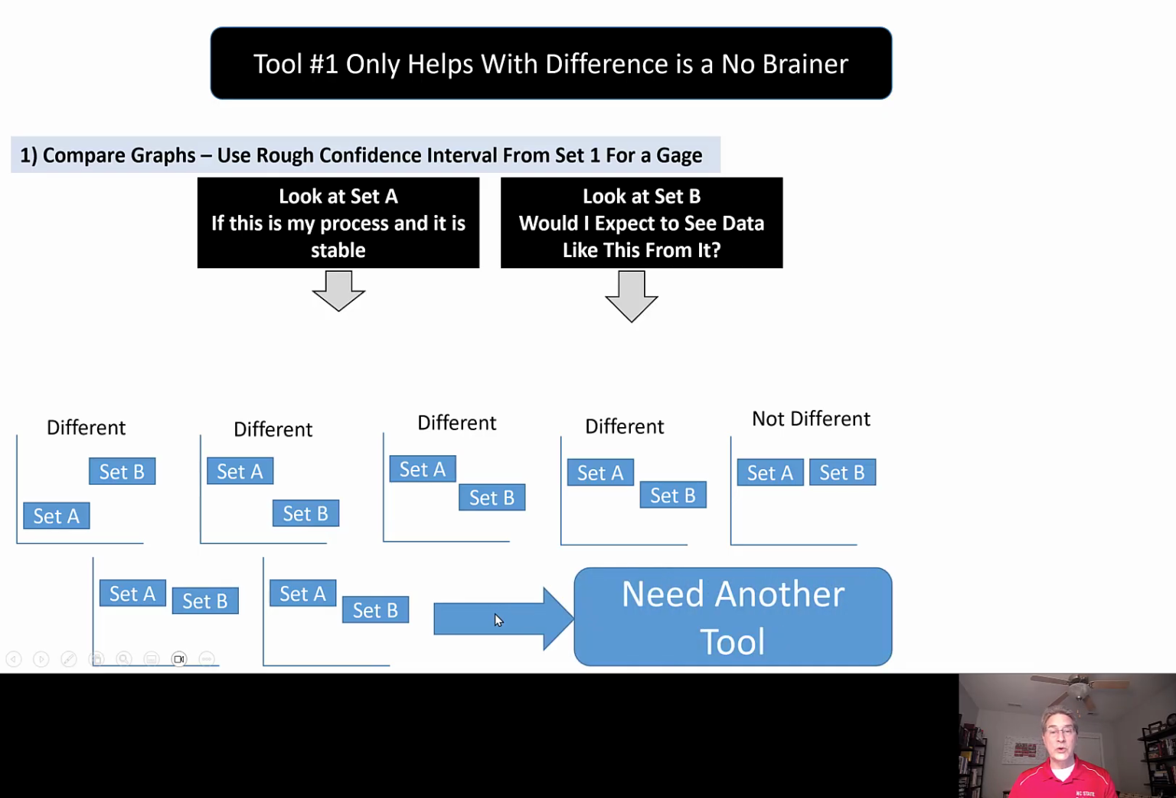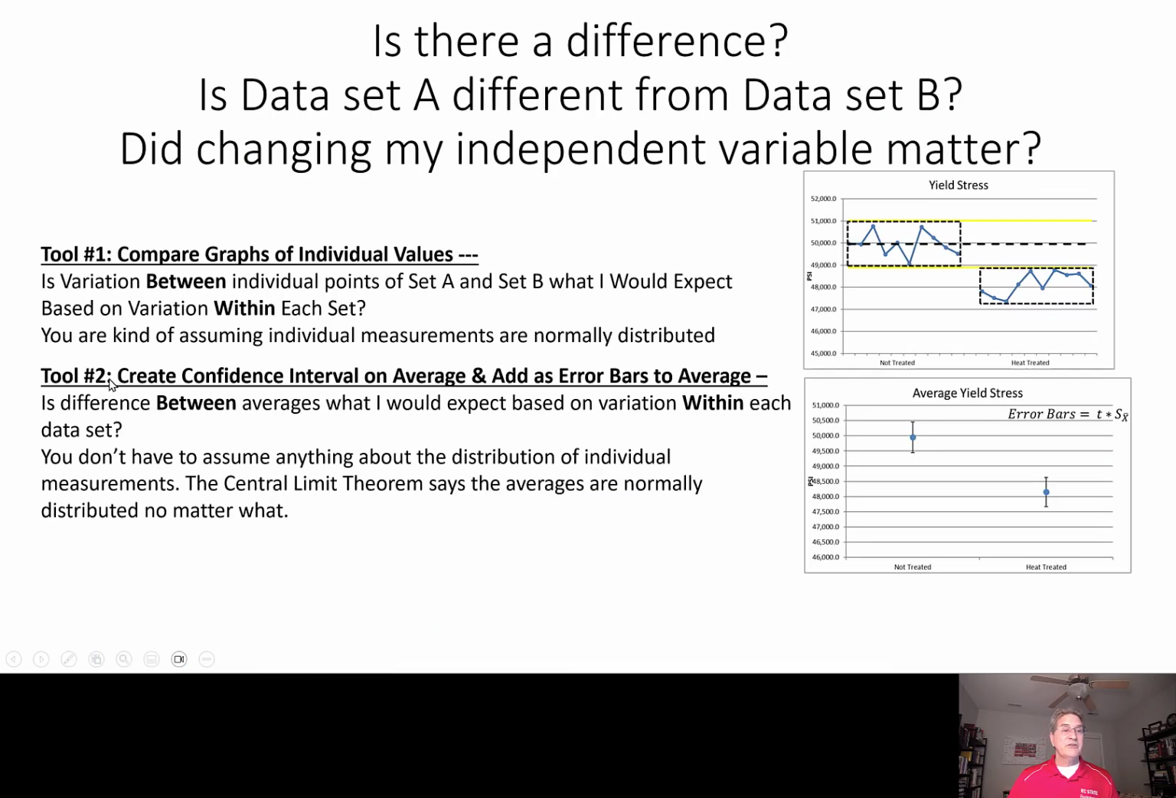We need another tool. And that's the second tool. So what we're going to do is take this data and create an average. And then we're going to put a confidence interval on that average. And then we're going to look and see whether those confidence intervals overlap or not. And that's going to be the next video. So that's the first tool we look at. And if it's a no-brainer, we don't necessarily need to go any further. If it's kind of not quite sure, then another tool we can do is put this confidence interval on it. And so that will be the next video that we'll go through.